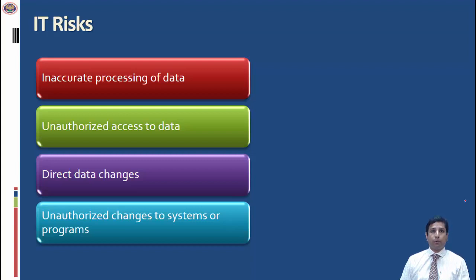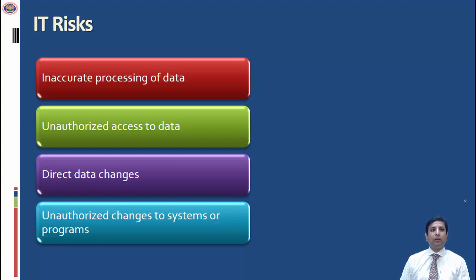Unauthorized changes to systems or programs. If people have access to make unauthorized changes to the systems or programs, then it could result in wrong processing or incomplete processing of data. And hence, this is one risk which is specific to IT that has to be considered by the auditors. Similarly, there are several other risks which are specific to IT that we need to consider as auditors, and even management needs to consider for the effective running of the IT systems within the company.